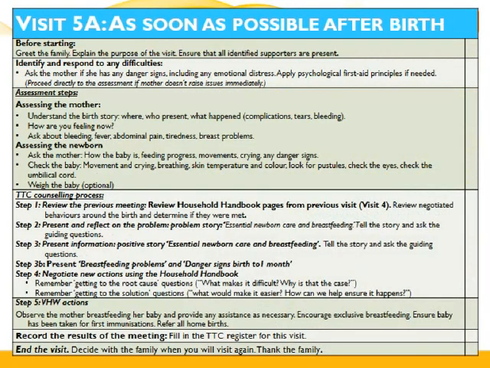Here's the sequence of the household visit. So the extended visit, visit 5A, typically takes about an hour and a half to do. We start with the typical sequence, identifying the family members and making sure that everybody who should be there is there. And then also inquiring about the mother, looking for danger signs, any signs of emotional distress, etc.